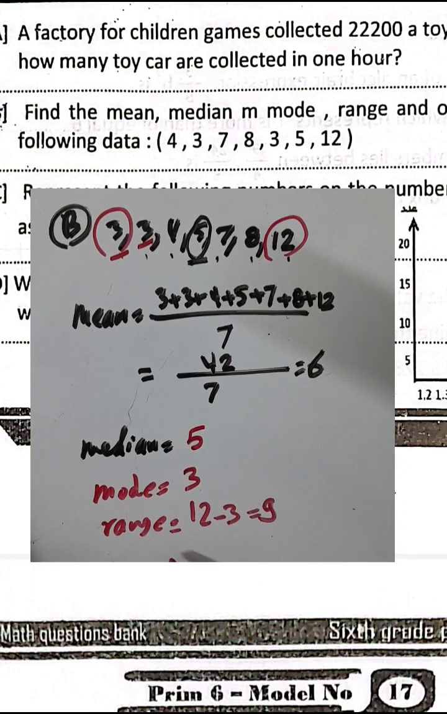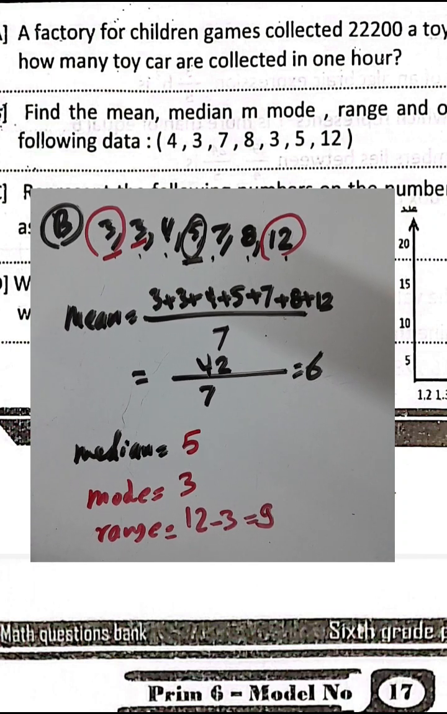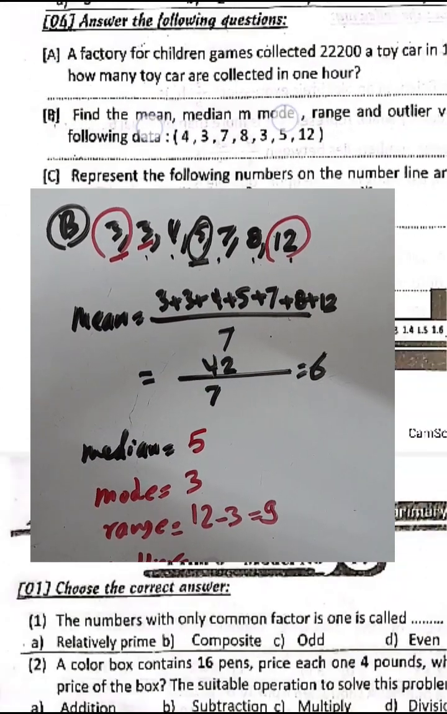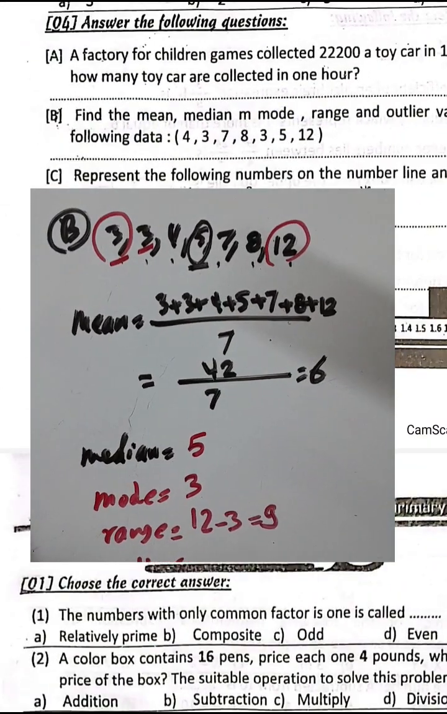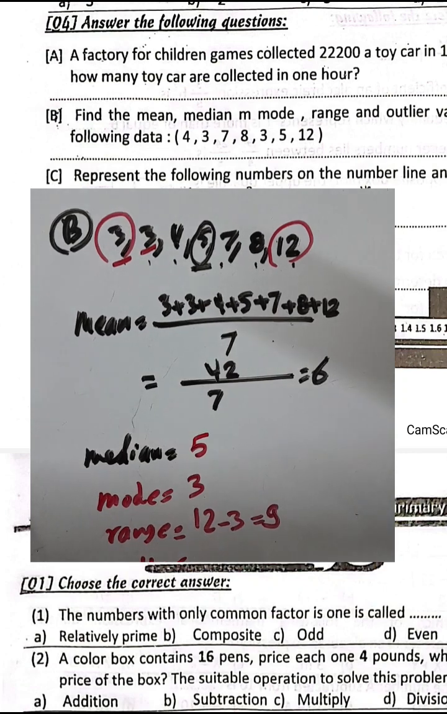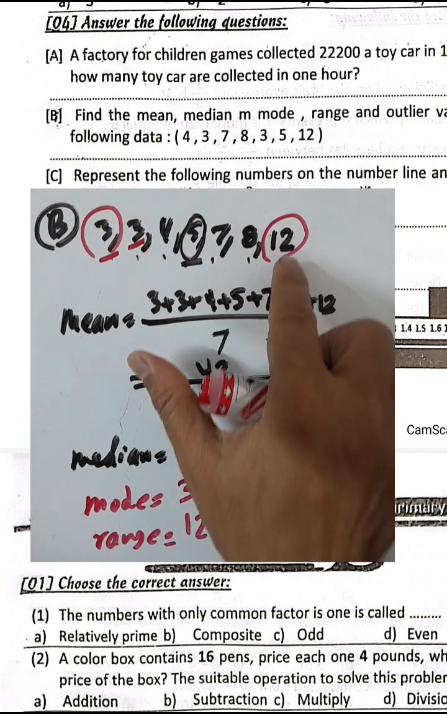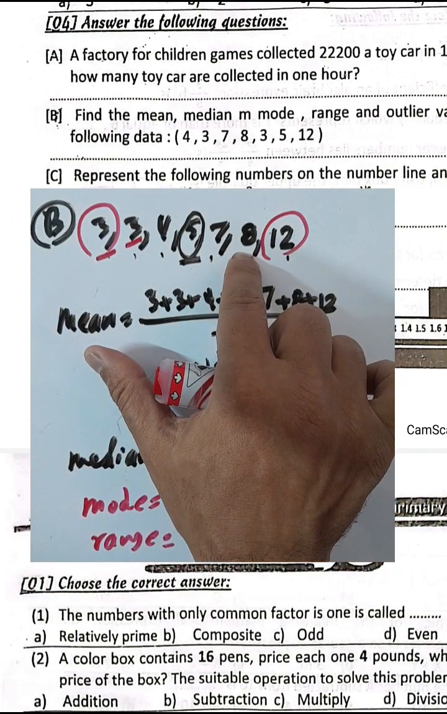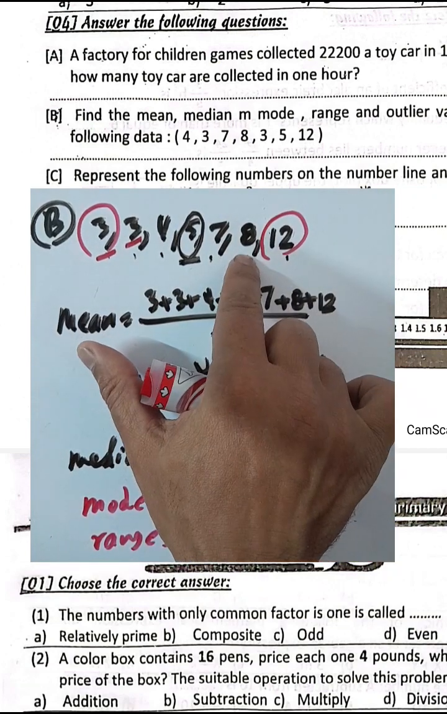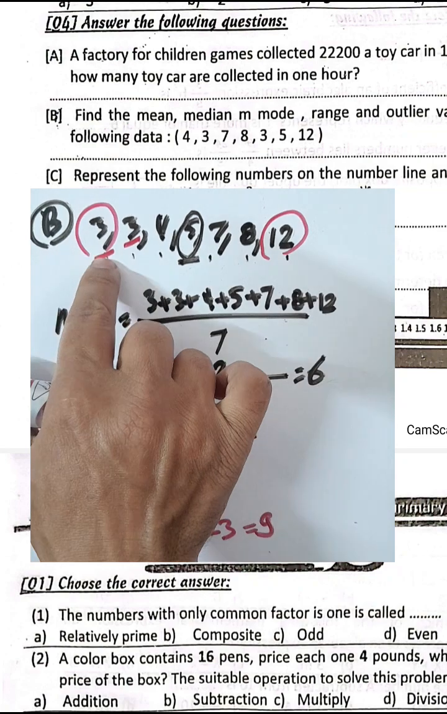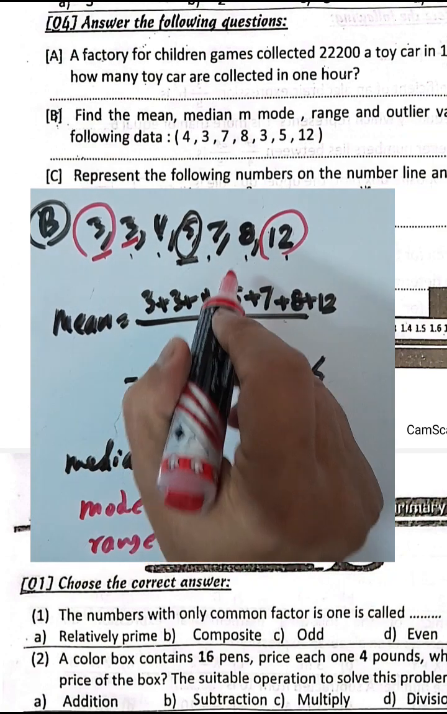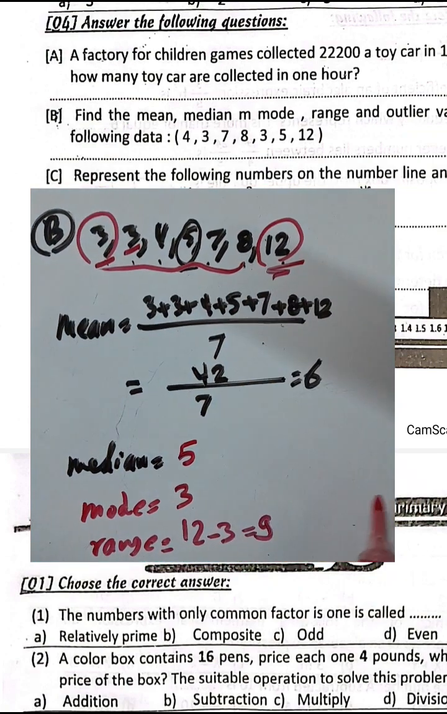And what about the outlier? The outlier will be the value with the largest difference from the others, it will be 12. We have the long distance between 12 and 8. The distance will be 4, but 3, 4, 5, 7, 8 are nearest to each other. So the outlier here will be 12.